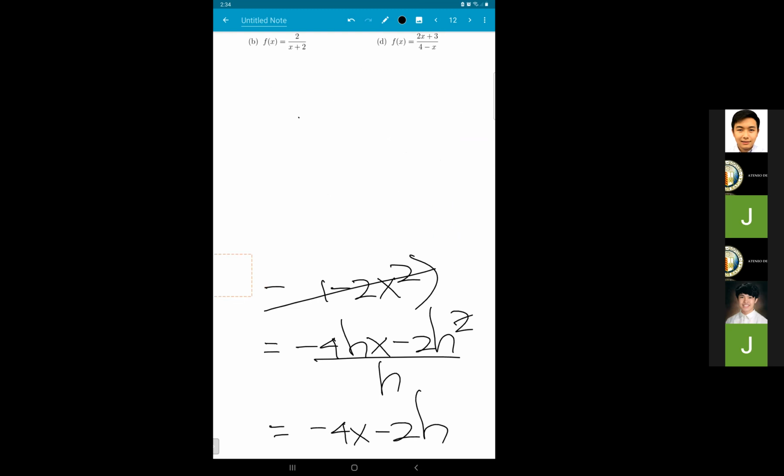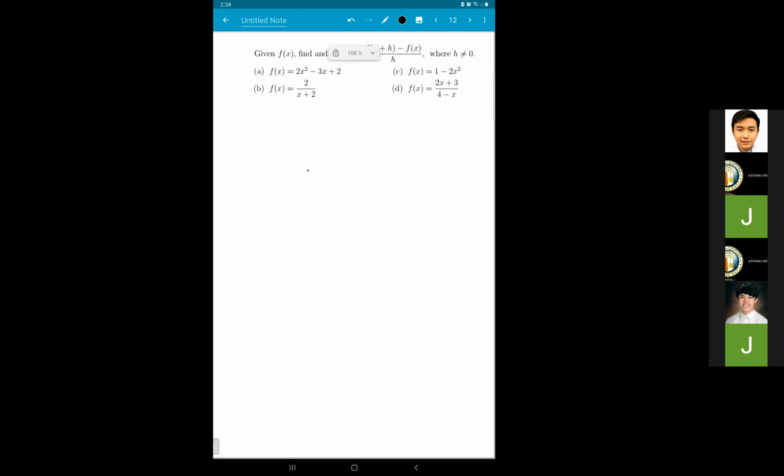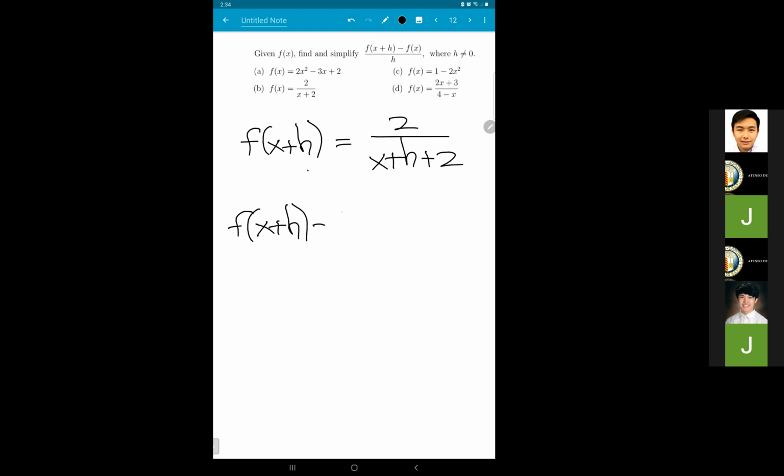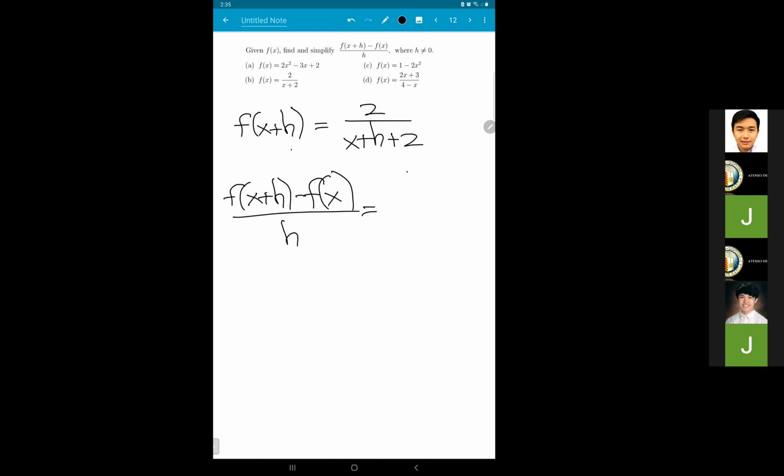Let's illustrate another. Okay, let's do letter B. It's a rational function, so this one involves LCD in order to factor out and then cancel out the h later on. So again, f of x plus h is simply 2 all over x plus h plus 2. And when this is the case, usually you just handle the difference quotient as a whole instead of doing it separately.